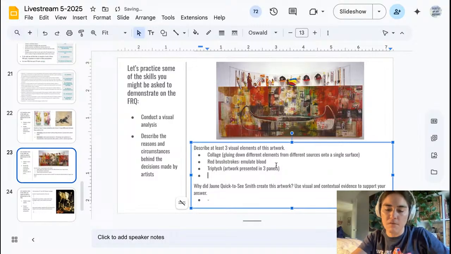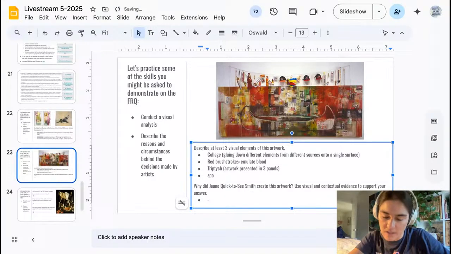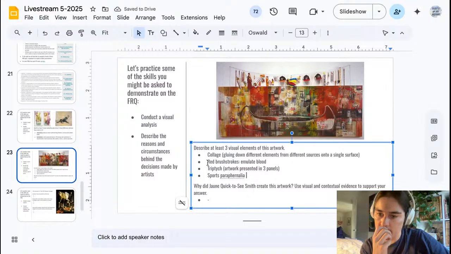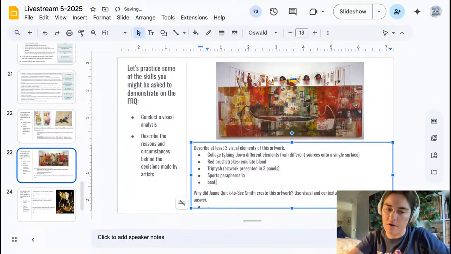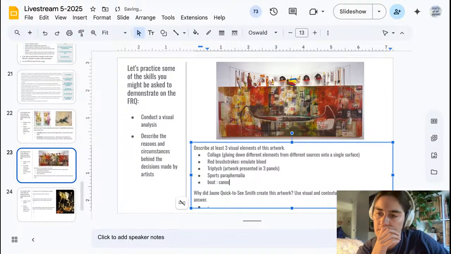Yeah, we also have the sports paraphernalia. There we go. Right. Yes, and then we also have this boat in the center, right? This kind of boat is a canoe. Excellent.